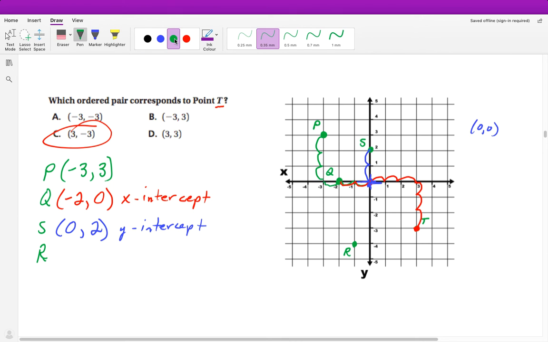Right? And then the last one, R, I will do in black. So R, we move left 1, so that means it's -1. And then we're moving down 1, 2, 3, 4, so that means it is -4. So R has points of -1, -4.